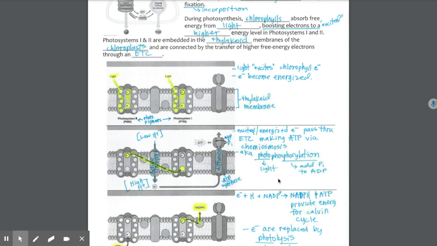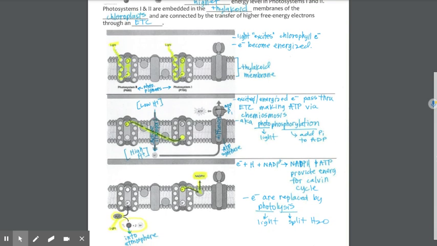And again, remember, in this case, it's known as photophosphorylation. So it's photo because we're using light to excite the electrons to drive the phosphorylation process. And we're adding an inorganic phosphate to ADP.